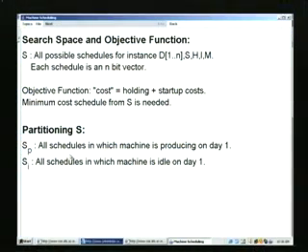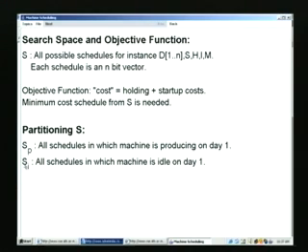Next comes how we are going to partition this. Here is a natural way in which this space can be partitioned. So, we will ask what happens on the first day. So, in subspace S sub p, we will put all schedules in which machine is producing on day 1.